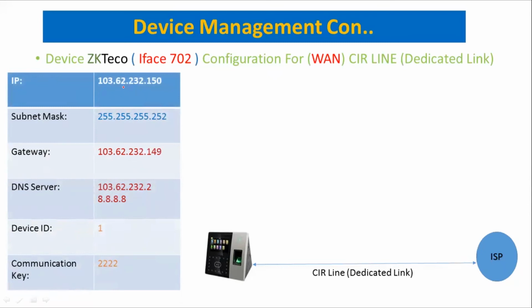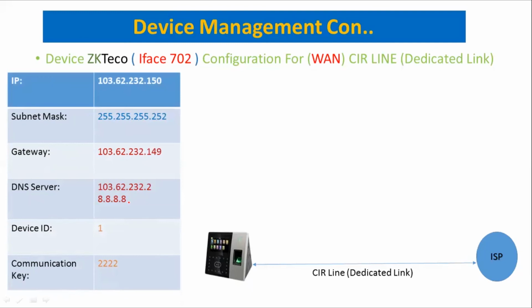In my case it is 103.622.32.150, and whatever IP you have, just go and configure that IP. Give the subnet mask, which is provided by your ISP, for example 255.255.255.0, because the subnet mask will be given by your ISP, and the gateway will also be provided by your ISP. So configure the gateway that you have been provided by the ISP on the biometric machine. The DNS server is your ISP's DNS server, or a default DNS server, such as the Google DNS server 8.8.8.8.